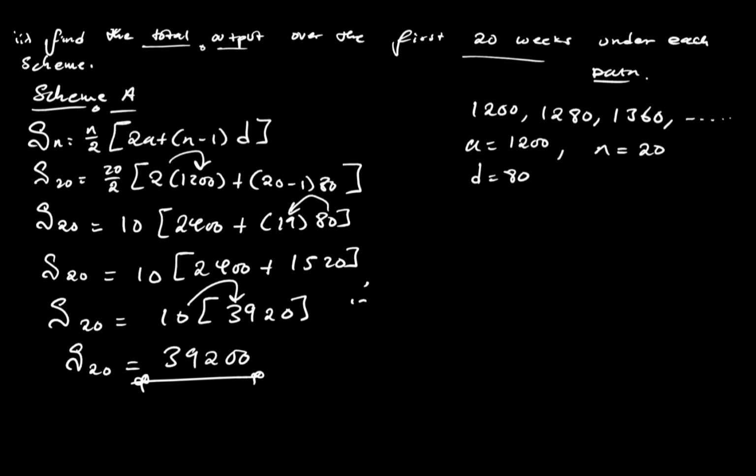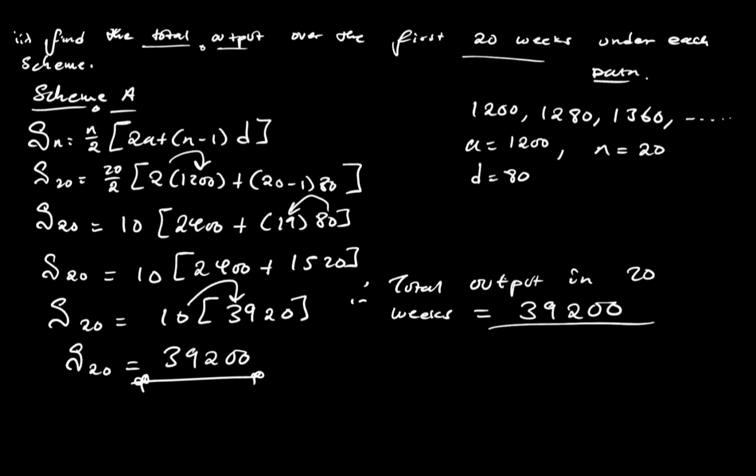So this tells us that the total output in 20 weeks is equal to 39,200. All right, so that's what we have. That's under scheme A.